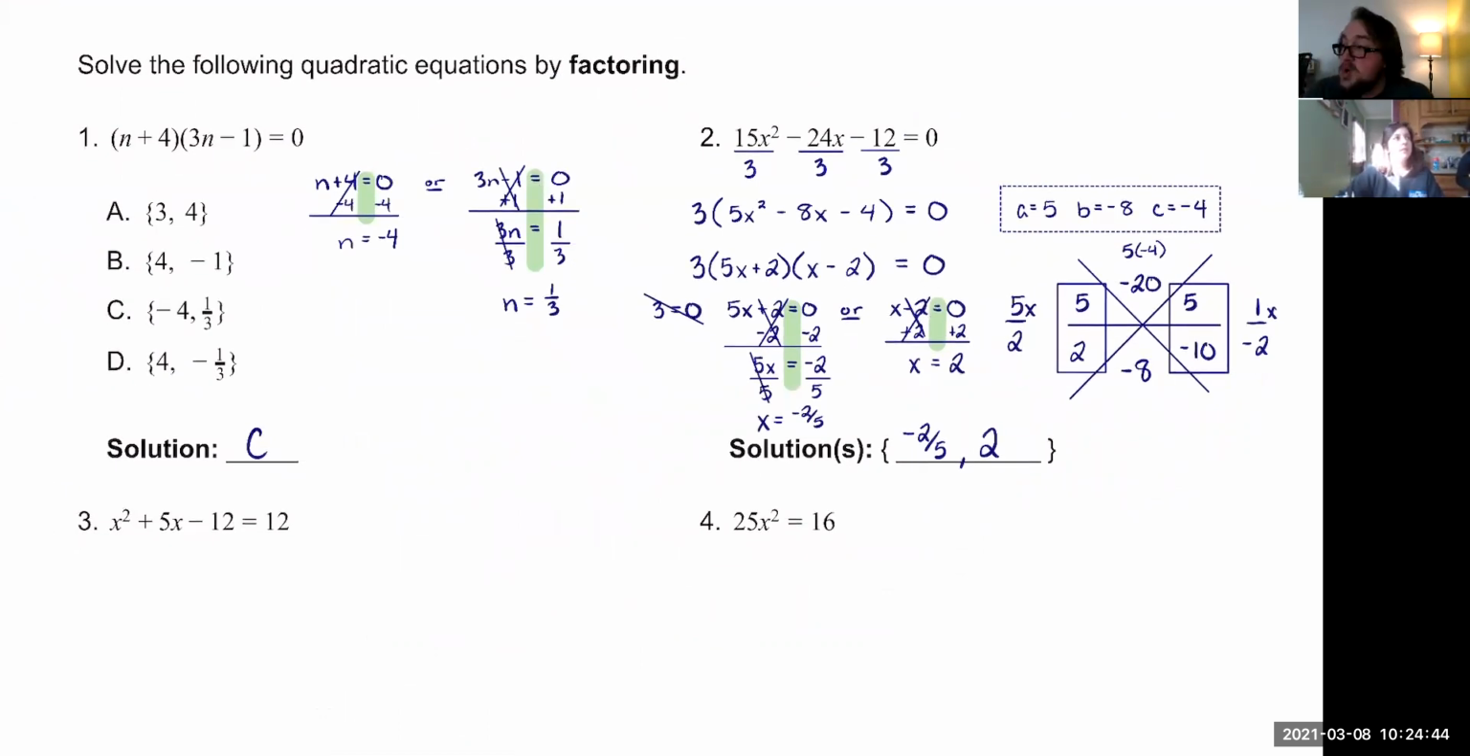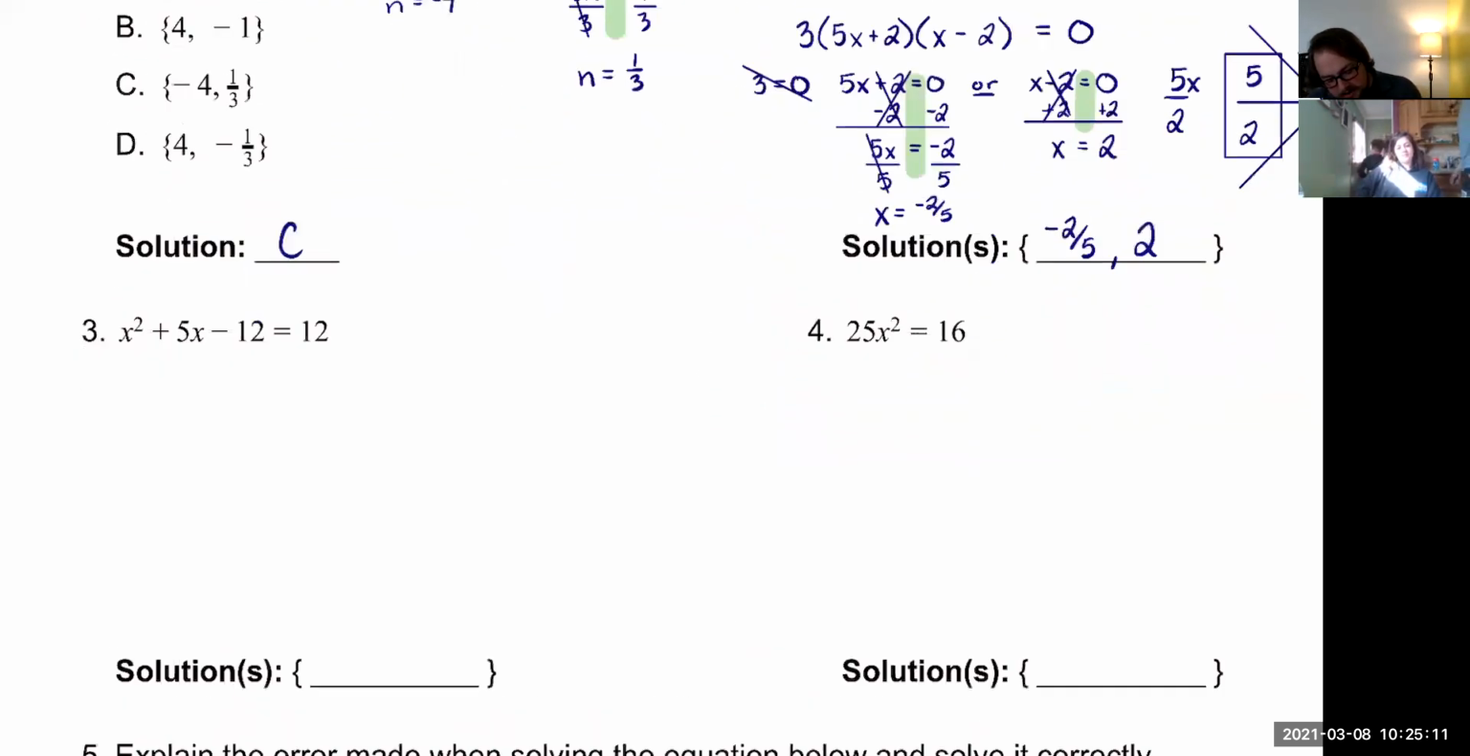So some of them are going to require a little bit more work than others, but the goal is still the same. Set equal to 0, factor, set each equal to 0 independently, solve. Let's squeeze one more in, and I think that'll be a good point to take a short 5-minute break because I myself need to run to the restroom.